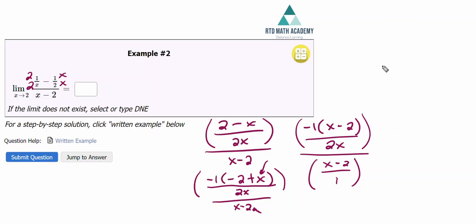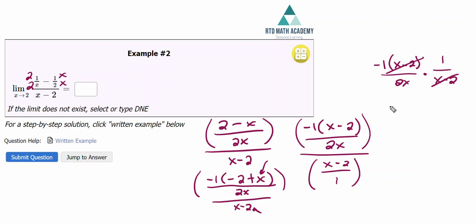So I can write this now again as negative 1 times x minus 2 over 2x. And now I'm going to multiply by the reciprocal of these, so now 1 over x minus 2. And now it's a bit more obvious that, yeah, you can cancel those. And it's that canceling right there that probably means I'm going to be able to take the limit now. So now that we have this, let's clean that up a bit.